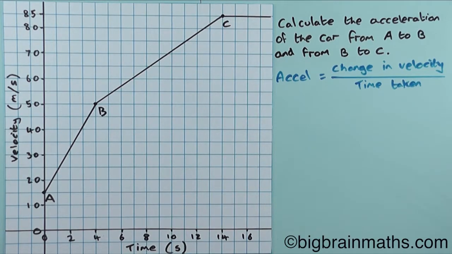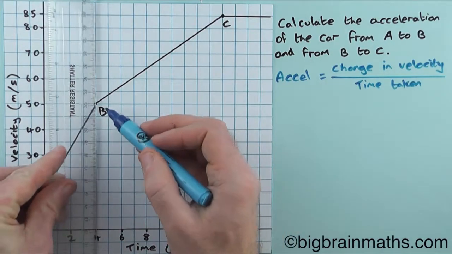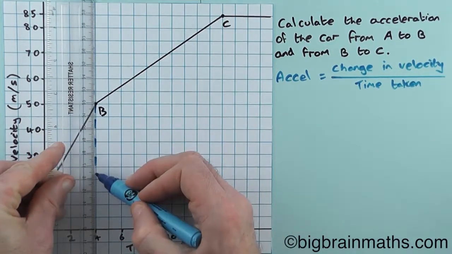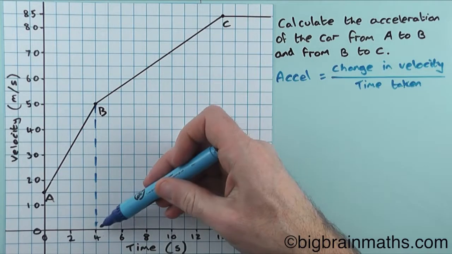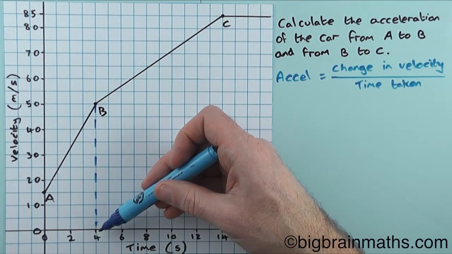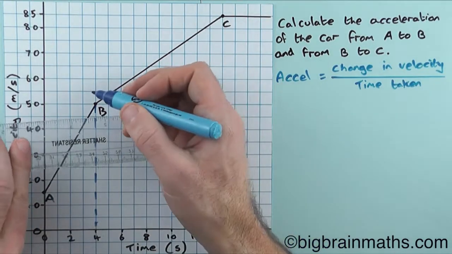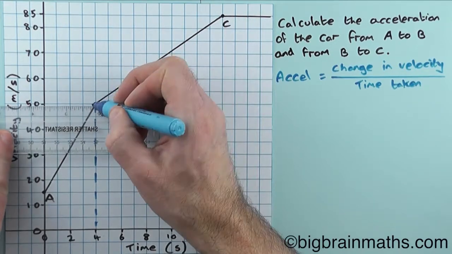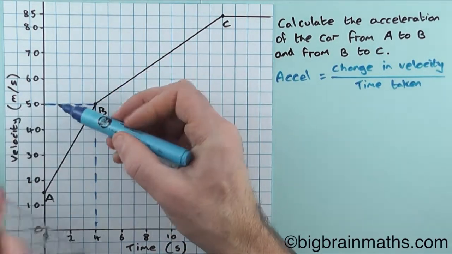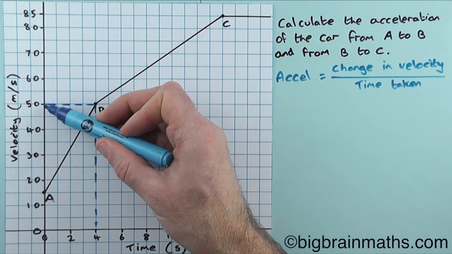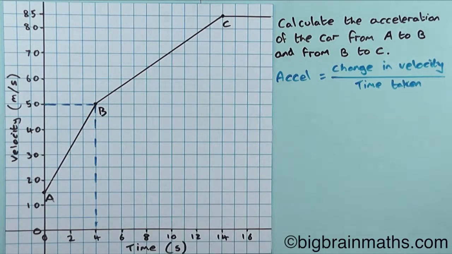But remember, any time that we're reading off values from a graph, we must draw a dotted line on the graph using a pen and a ruler. So at B, I draw a dotted line vertically down to the x-axis, where I can see that the time is 4 seconds, and then I draw a dotted line horizontally across to the y-axis, where I can see that the velocity is 50 meters per second.